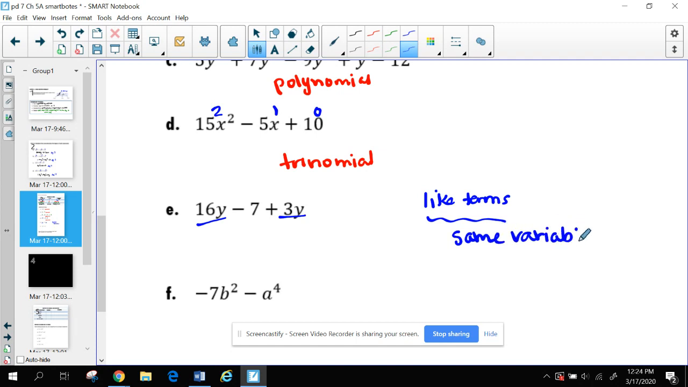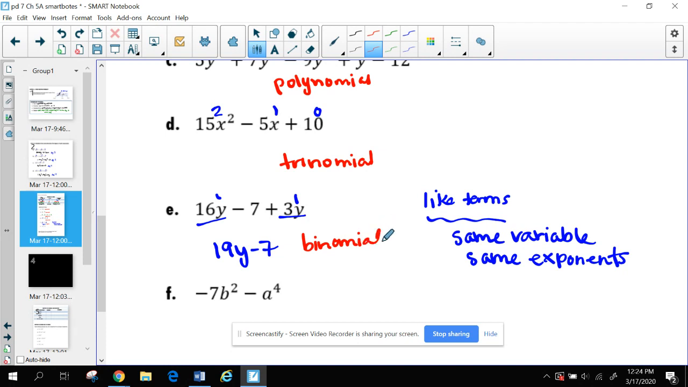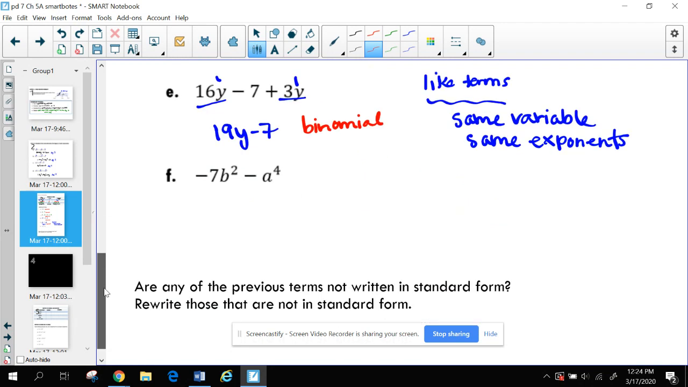In this case, y, and they have to have the same exponents as well. In this case, they're both raised to the first power. Okay, so before anything, I'm going to have to add those together. So I'm going to add those together, so I really get 19y minus 7. And then notice we're good on degrees. It's degree 1 and 0, but it's changed from a trinomial, which we may have originally thought, to now a binomial. And that is why we have to make sure we combine like terms before we classify polynomials.